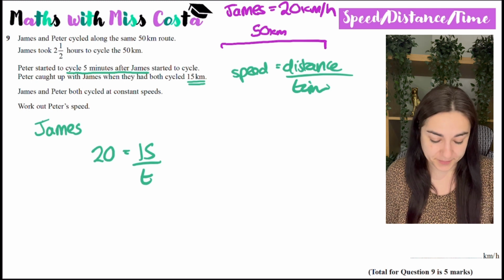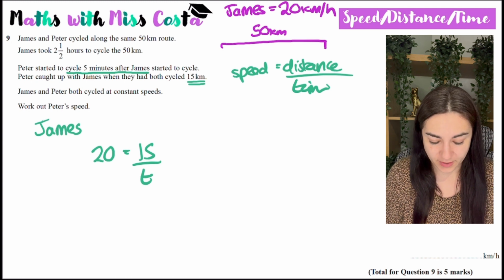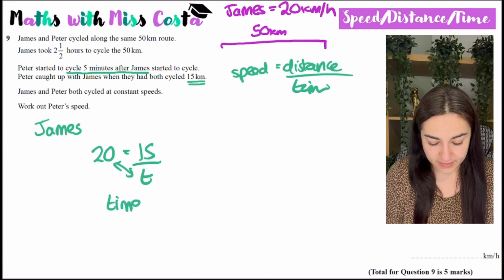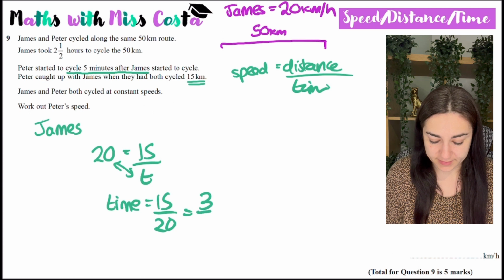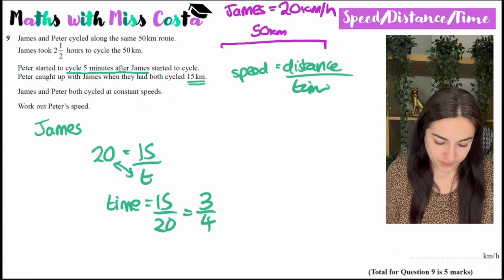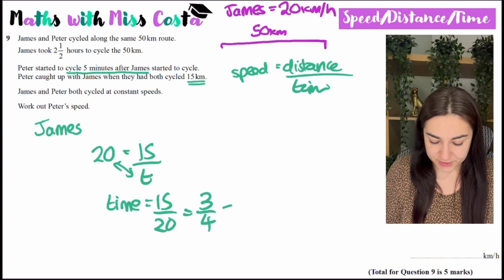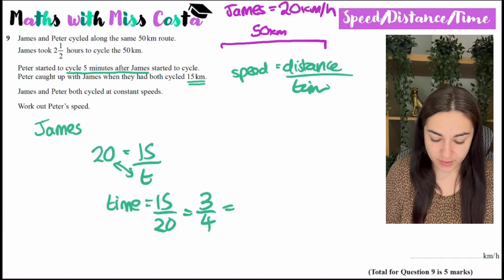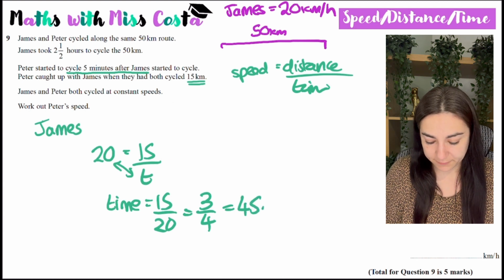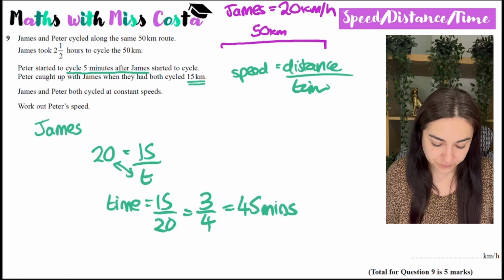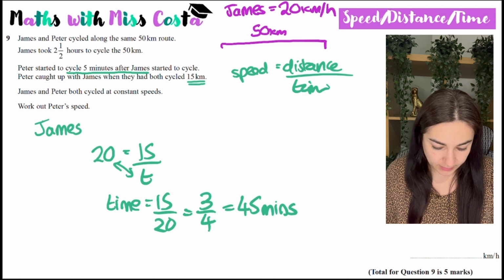I don't know his time yet. How can I work out what the time is? I can switch these around. So the time is going to be 15 over 20, which would simplify to 3/4. Okay, so that means that it took him 3/4 of an hour. 3/4 of an hour is 45 minutes.